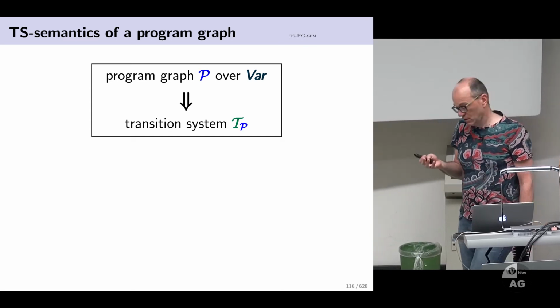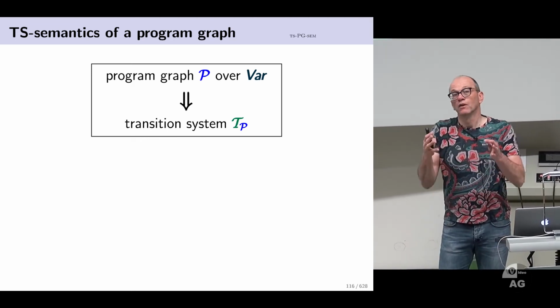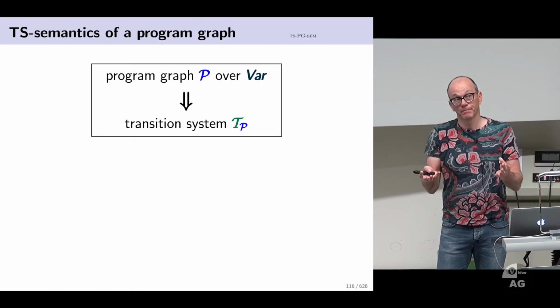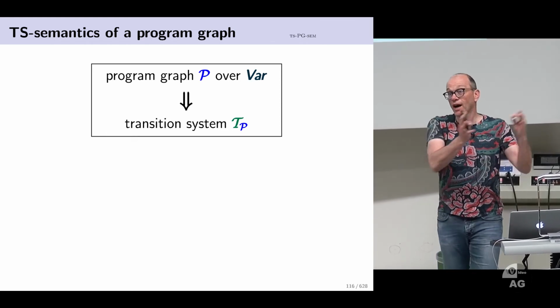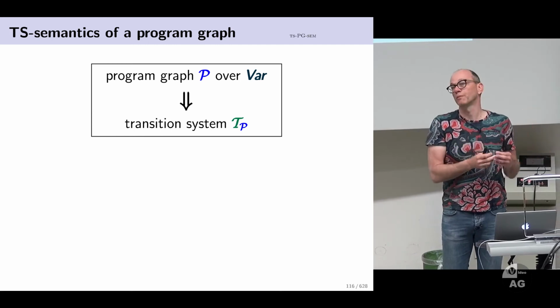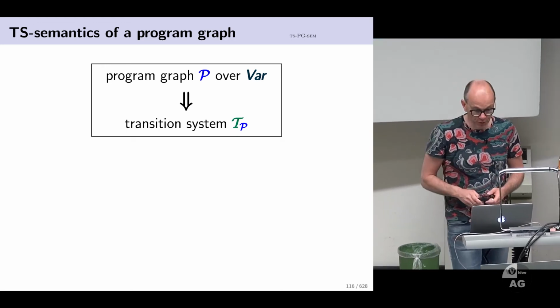The intention is that the transition system is going to contain all possible behaviors of your program. So very similar to the hardware circuit before, where the transition system models all possible behaviors of the hardware circuit, I now do the same for program graphs.